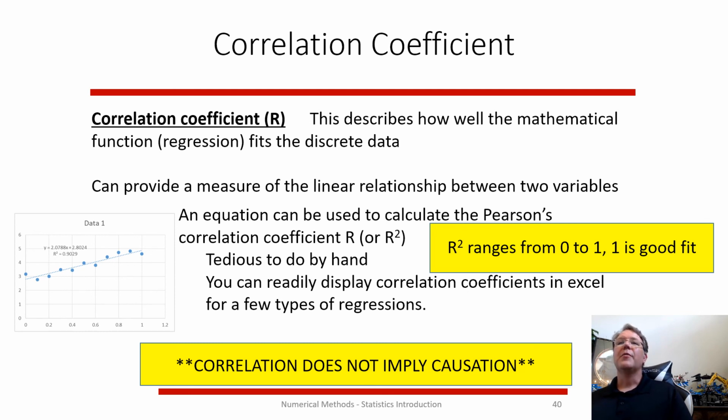You don't usually do it by hand. It's somewhat an intricate calculation. It'll pop up on Excel graphs if you ask for it. It's very easy to get this out of Excel in some types of regression. But correlation doesn't imply causation, but it gives you some indication of how good a fit your data is to a nice linear model. So 0.95, 0.9, even 0.8 in some cases is pretty reasonable for there being a relationship between this x value and this y value for our linear model.